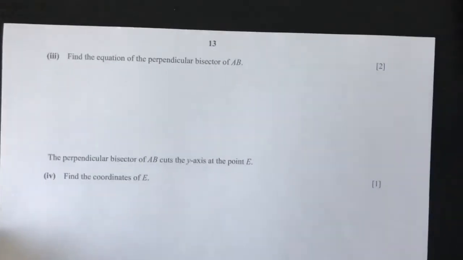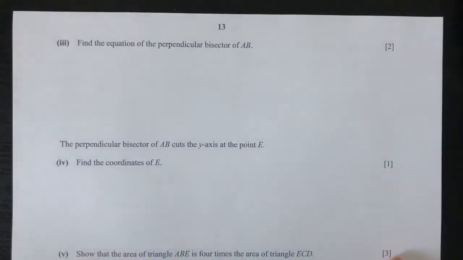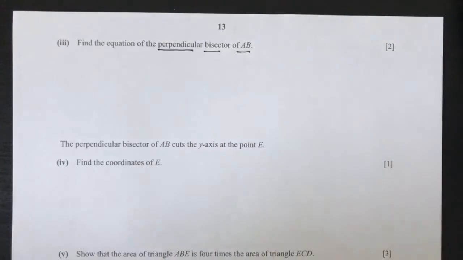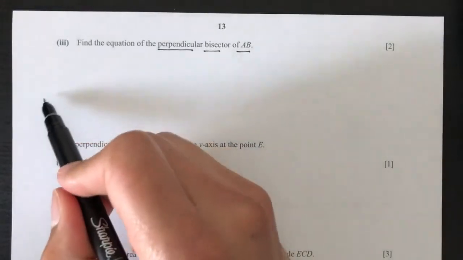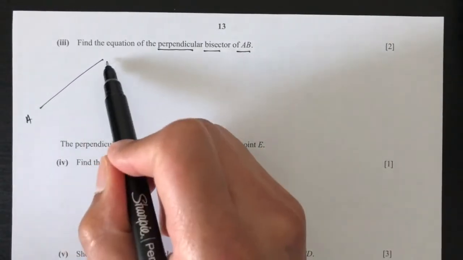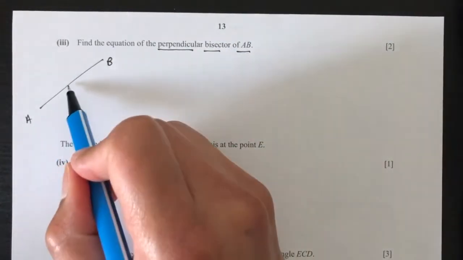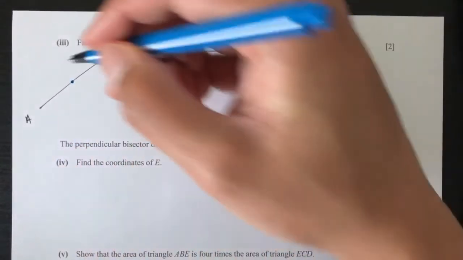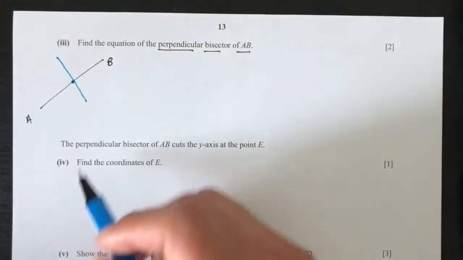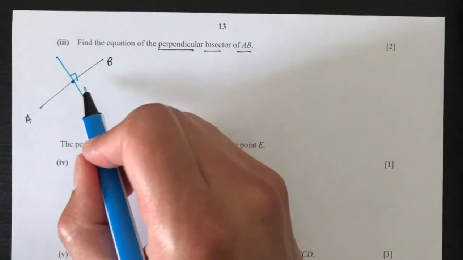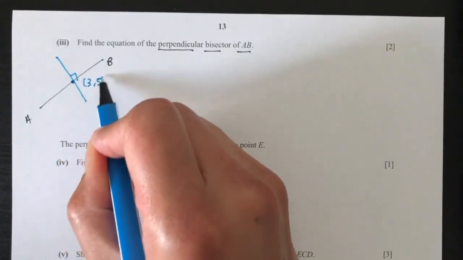That is your point D. Now let's move on to part 3. Find the equation of the perpendicular bisector of AB. So what is that line? Let's say you have AB. This is AB, right? You want to find the line which passes through the midpoint of AB at 90 degrees. So we know this point. This is your point D, which is 3, 5.